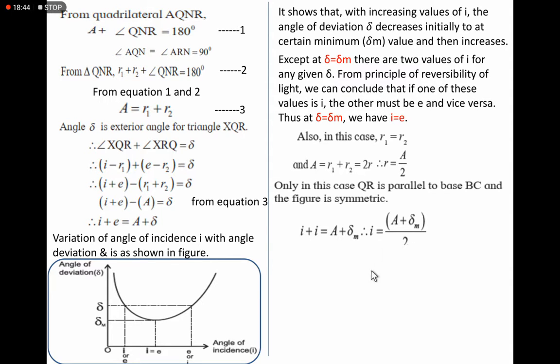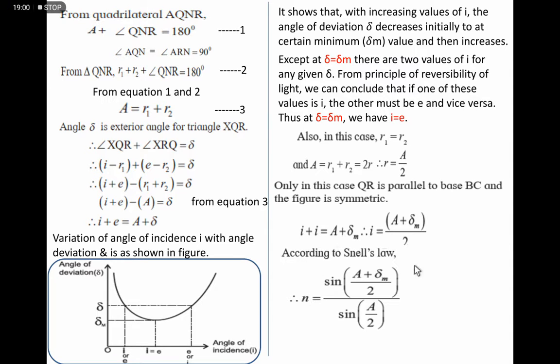If we use Snell's law, n is equal to sine i by sine r. Now sine i is sine of A plus delta M divided by 2 and sine r is sine of A by 2. Therefore our equation becomes the refractive index of the second medium with respect to the first medium, n, is equal to sine of A plus delta M divided by 2, divided by sine of A by 2, where A is the angle of prism. Very important derivation, a big derivation, a long derivation.